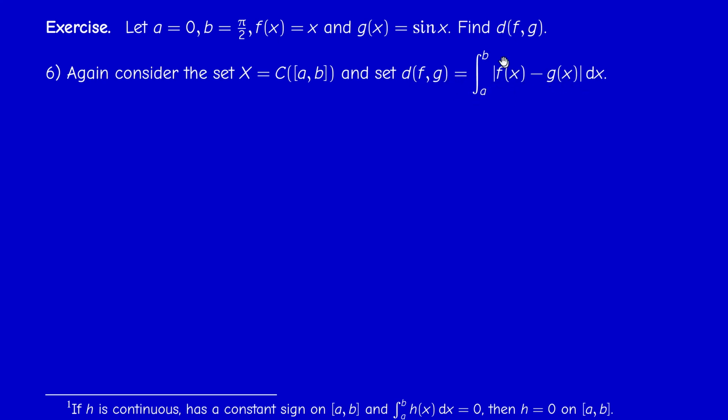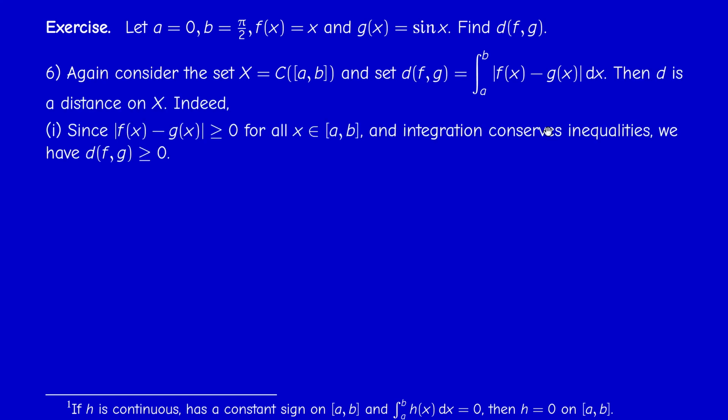It means this is the area of the part between the graphs in absolute value. So maybe you can draw a figure. If this is f, this is g, then this is the area between the graphs of the two functions. Now, and this is a distance.